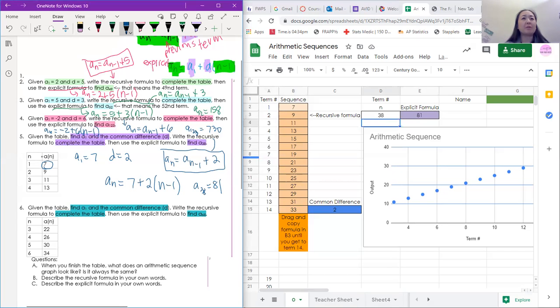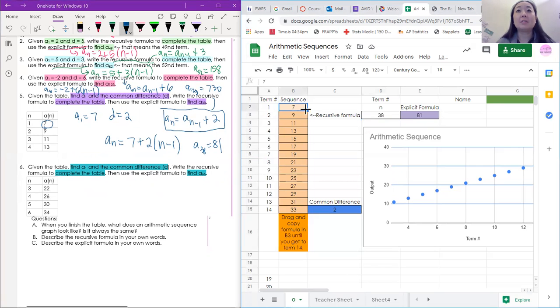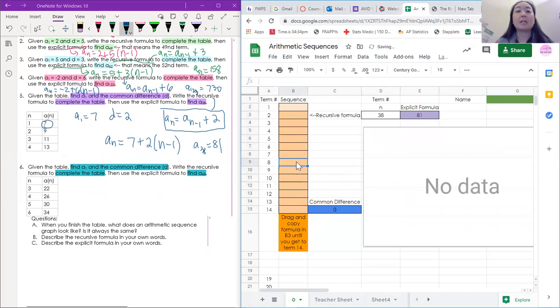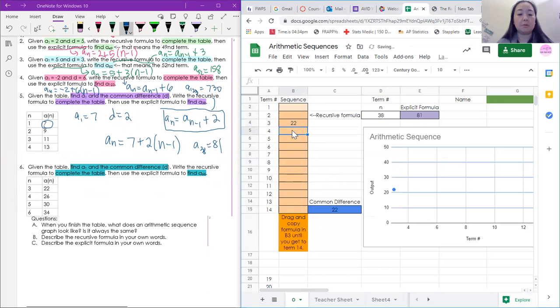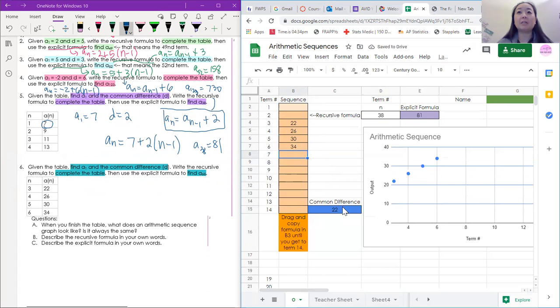Okie-dokies. And I think we found all the things we're supposed to. And then number 6, the last one. This is a little bit tricky. Okay, so now I'm going to erase these guys. Don't need them. And if we notice, this starts with the third term. So we're going to go third term, and that's 22, 26, 30, 34. Okay, that's it.